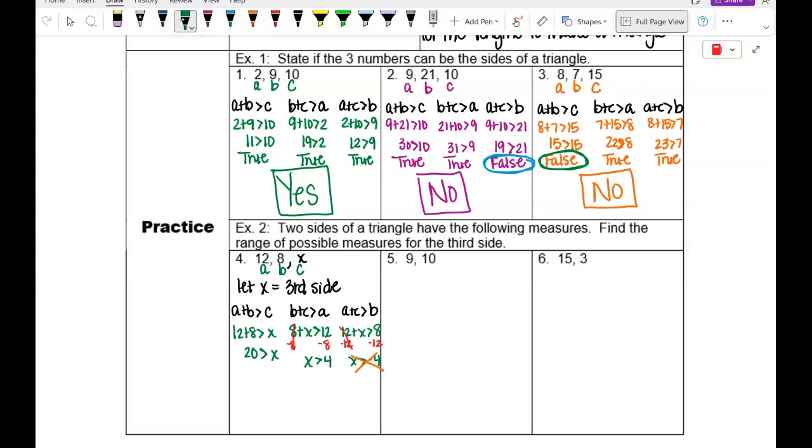So the values, again, 20 is greater than x and x is greater than 4. So how we would write this out is 4 is less than x is less than 20. So my value for that third side has to be greater than 4 and less than 20 to make all these inequalities work.